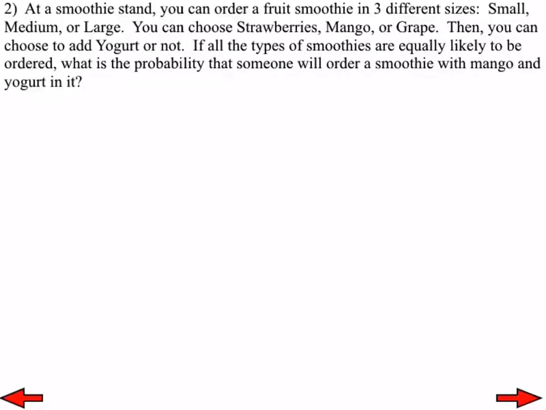So here's what I want you to do with your shoulder partner. Figure out which method you want to use to find the sample space, and then once you have the correct sample space, take that sample space and find the probability. I'll give you about 2 minutes. Go.